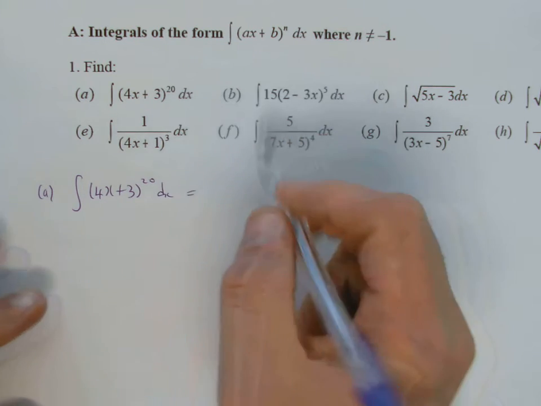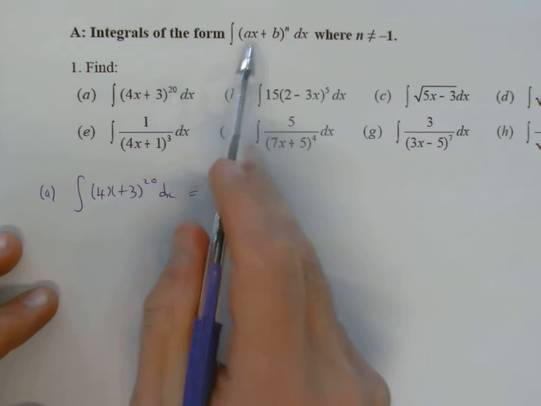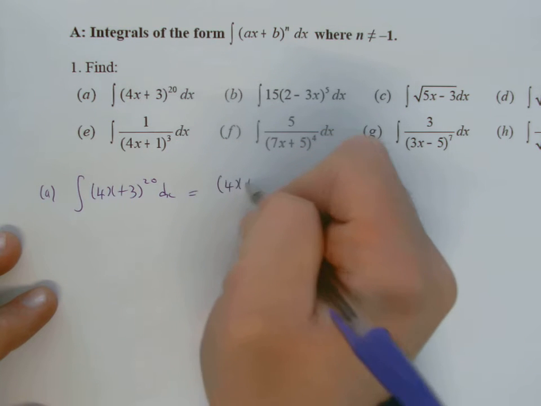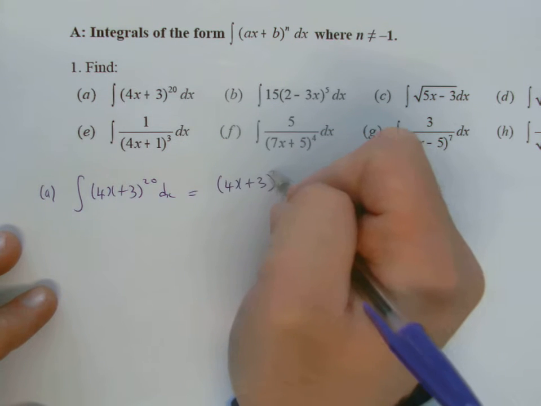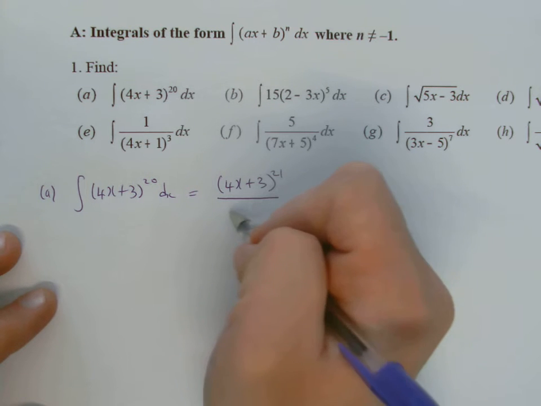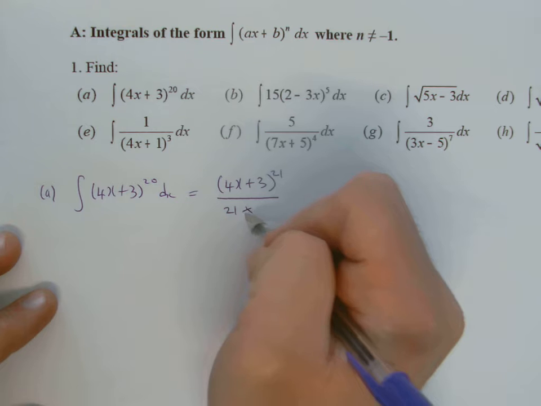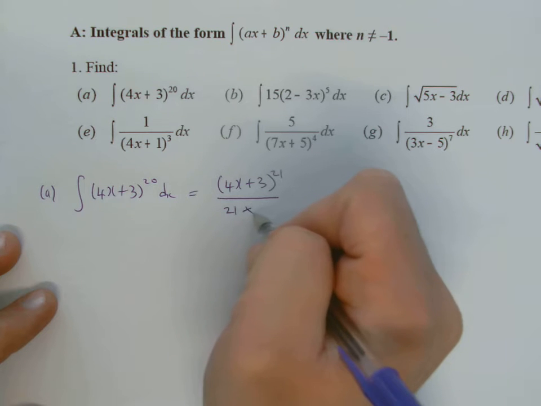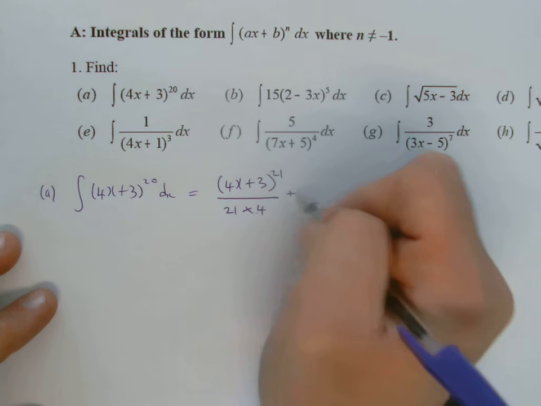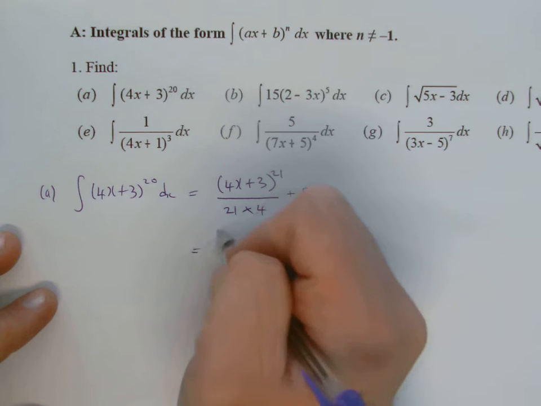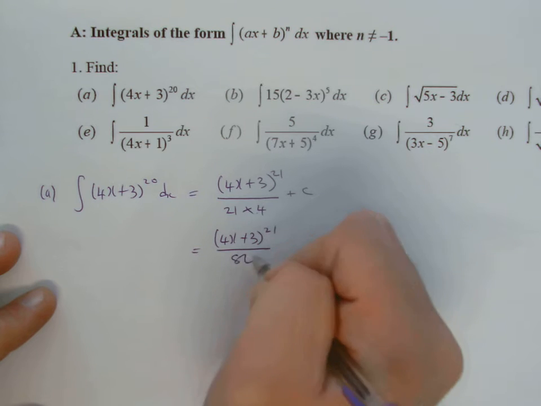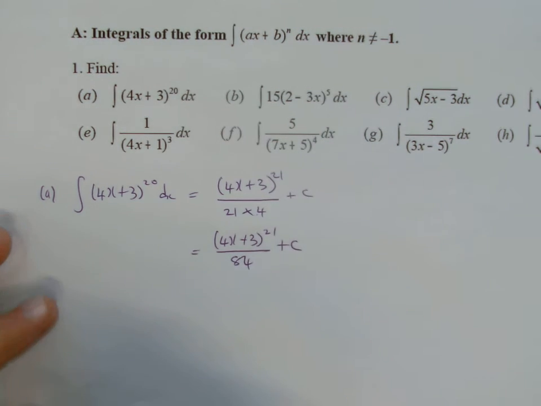So in this case now, you can see that is of that form there. What you do is, when you integrate, you raise the power by 1, so this bracket then becomes the power 21. You then divide by that new power, which is 21, but you also have to times that 21 on the bottom here by the derivative in there, which is 4, plus a constant. So that becomes (4x + 3) to the power 21 over 84 plus c.